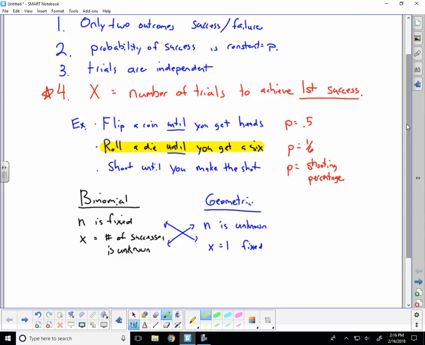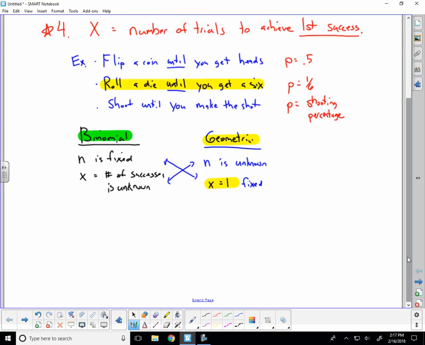And in comparison, we talked about how with the binomial, the number of trials is fixed and the number of successes is unknown. But with a geometric, the number of successes is fixed. It's going to be 1, whereas the n is unknown. And so we're going to look at the example of rolling a die until you get a 6. Okay, so how do we do that?